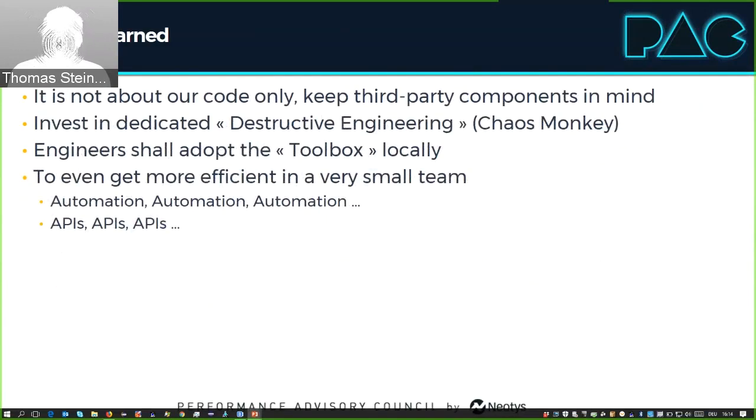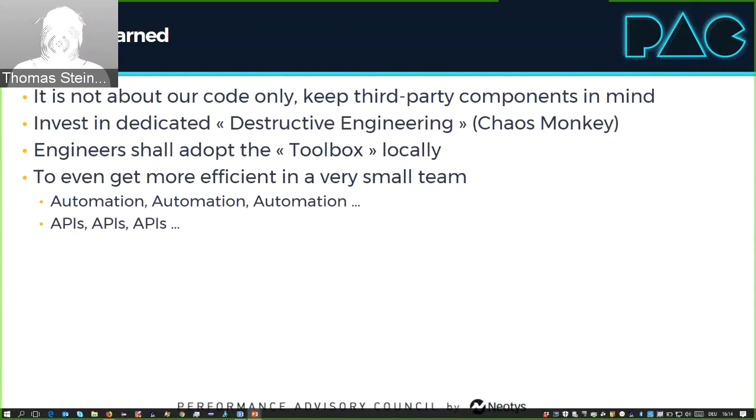Okay, and a few things here. It's not only our code. We have a lot of code, of course. It's also third-party components, which are very useful and so on. But still, stability at large scale is always an issue here as well.